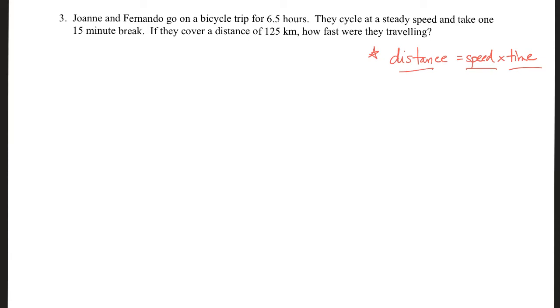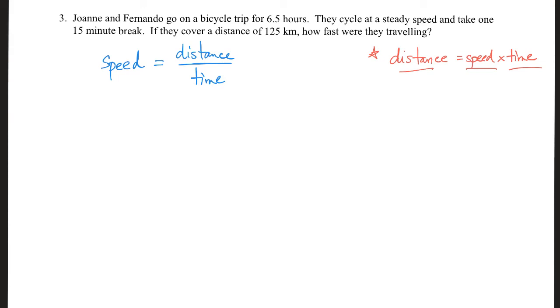And so for us then, speed is related to those two other things. Speed is us taking a total distance and dividing it by time. So to be able to work our way through this one, we need to calculate the total distance that they traveled and the total time that they were traveling that distance.